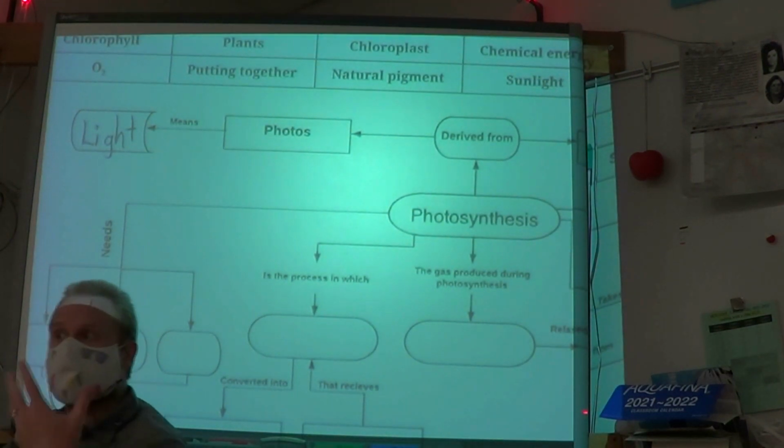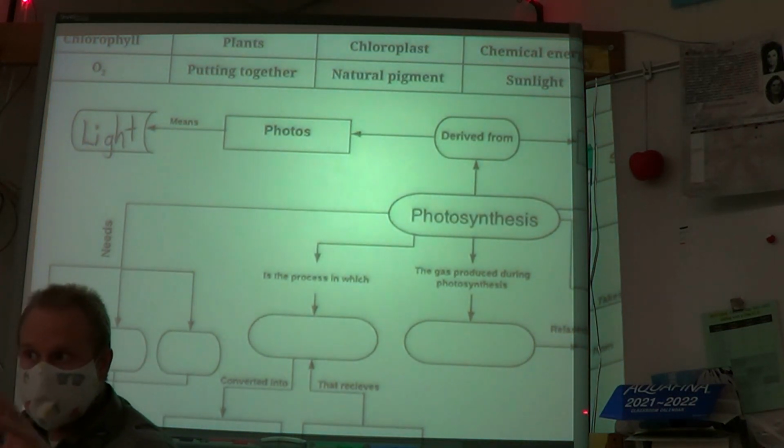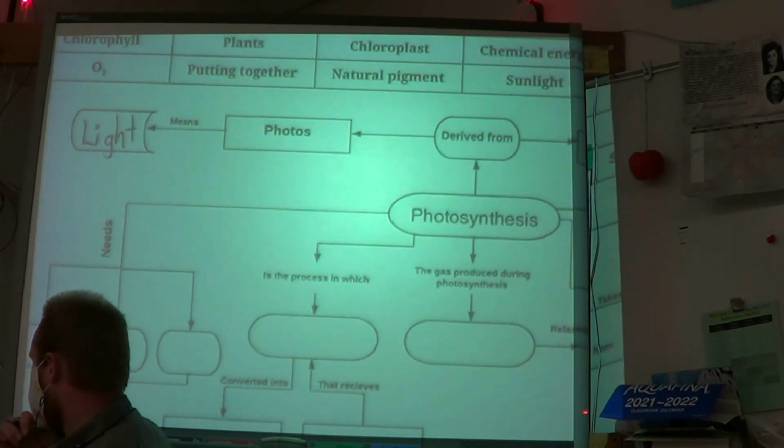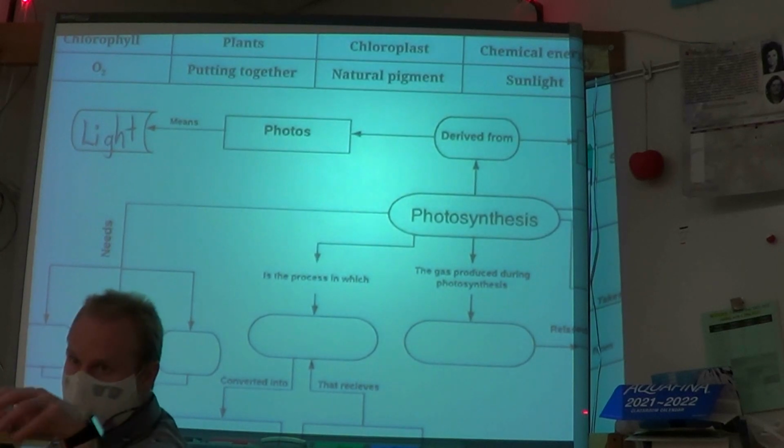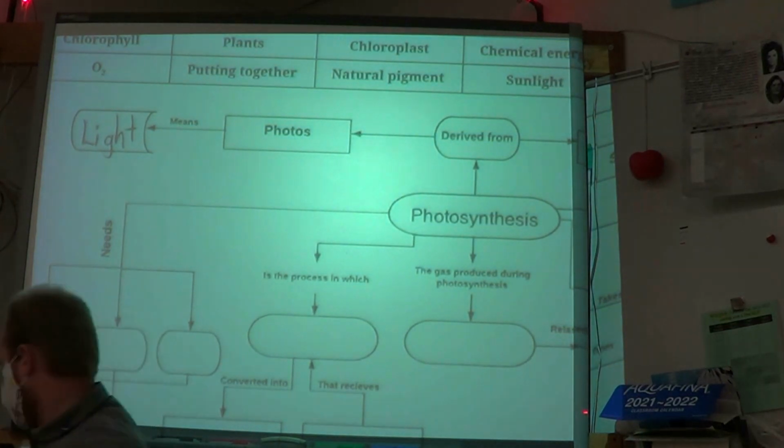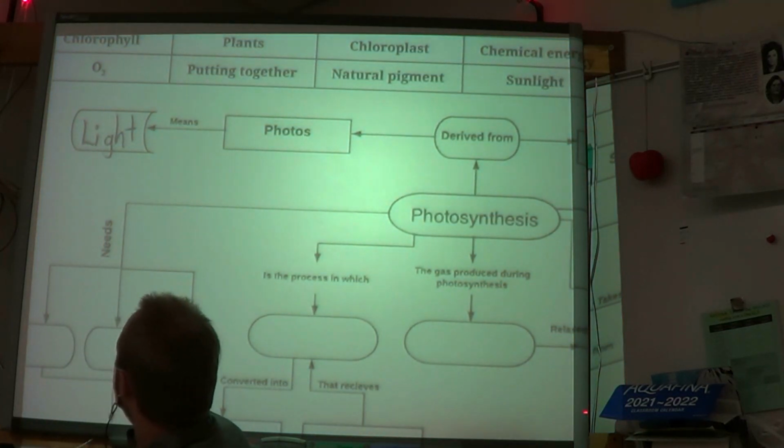But that was the idea. The light had to expose the film. Now there are some cameras that can take pictures in the dark. You can use infrared, a different type of structure. Okay, so photo means light though.